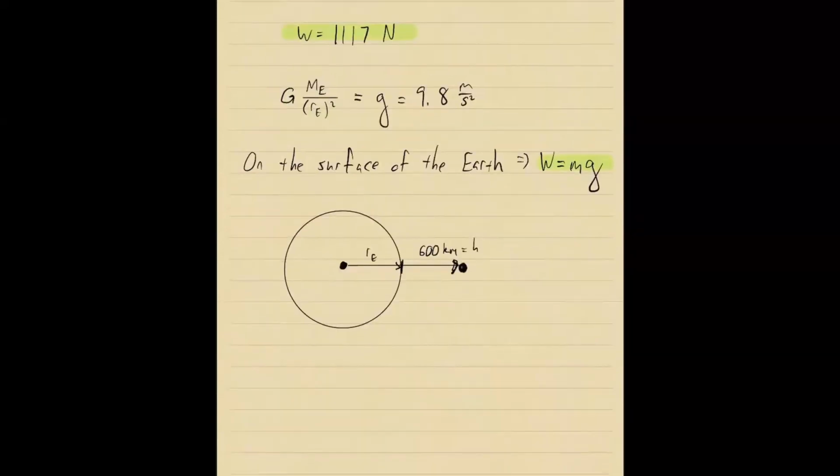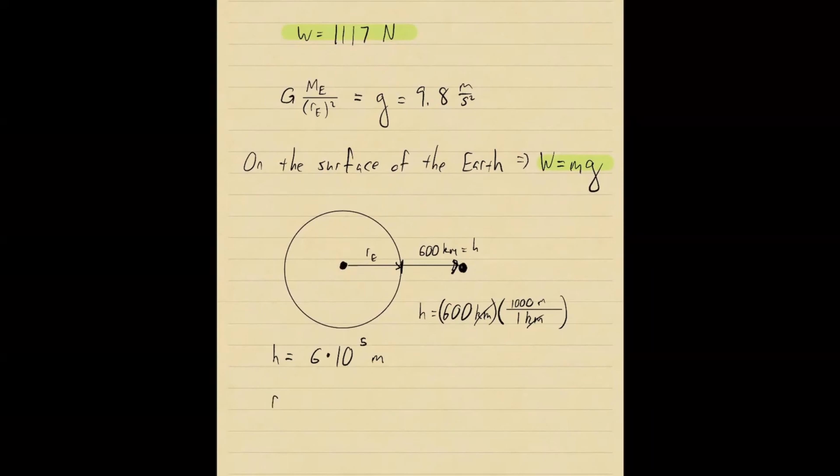We need to convert this 600 kilometers into meters. We know that h is 600 kilometers, and there are 1,000 meters in 1 kilometer. The units of kilometers cancel out, and we get that the height above the Earth is 6 times 10 to the 5 meters.